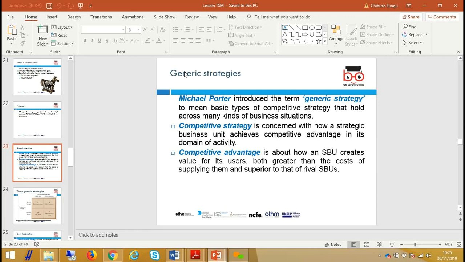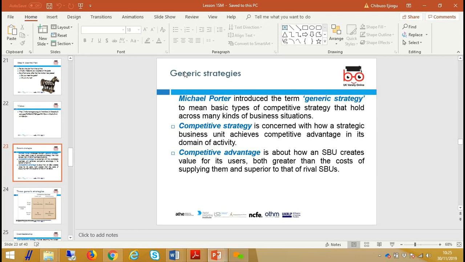Some key terms that we like to introduce when we talk about these things. One, generic strategy by Michael Porter. These are 3 or 4 main options organizations default to. Organizations tend to compete or make their money either by being low cost producers, or by being high quality producers and so on. We'll look at that in a bit more detail.